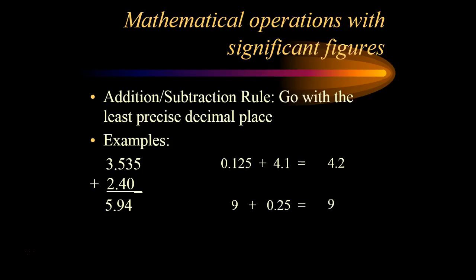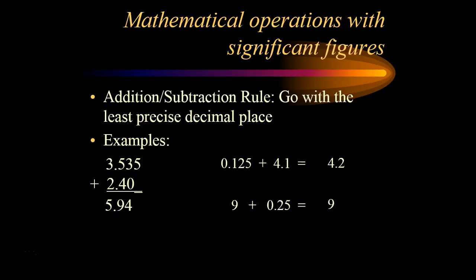Now, from a mathematical standpoint, that seems like complete nonsense. But here's why it makes sense. The 9 was so imprecise that we had a pretty low level of confidence in this number. We didn't know that it was 9.0. We knew it was 9 plus or minus 1. So maybe 10, maybe 8, somewhere in that neighborhood. Now we're adding 0.25 to it. This 0.25 is really precise, okay?